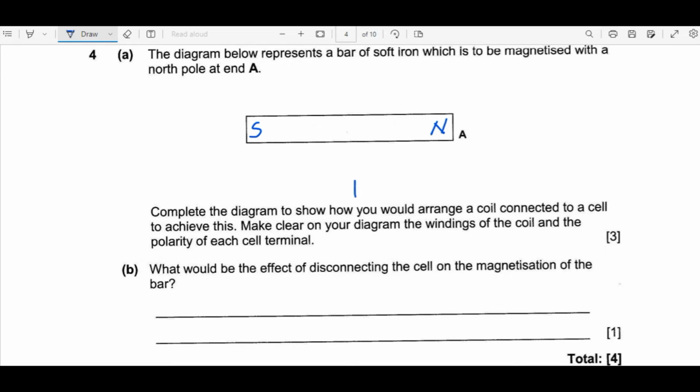So here is where we're going to put our positive terminal. So we can now put our windings. So this is where our negative terminal is. So this is the flow of current. So this is our diagram that we are supposed to use.